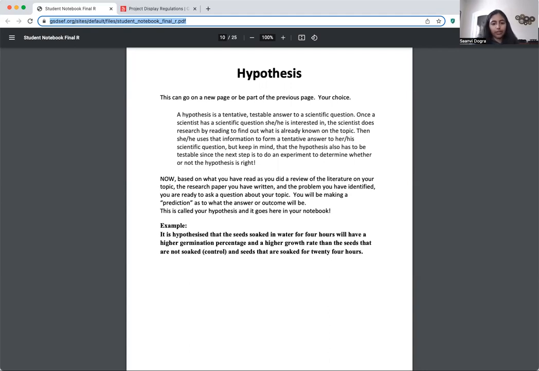So an example given in this is, it is hypothesized that the radish seeds soaked in water for 4 hours will have a higher germination percentage and higher growth rate than the seeds that are not soaked, the control, and seeds that are soaked for 24 hours. So again, here they mentioned specifically what sample they think will have a higher germination percentage and what results they expect from that sample, which again correlates to the research question.